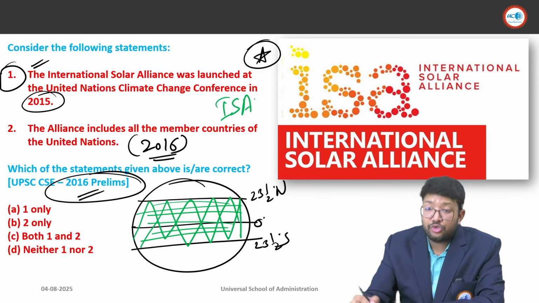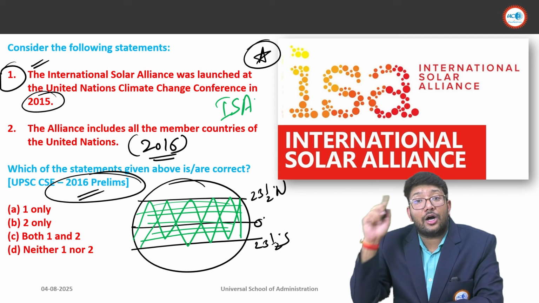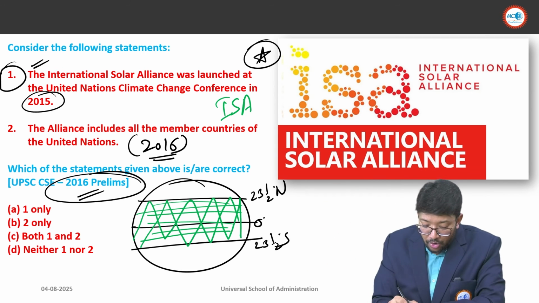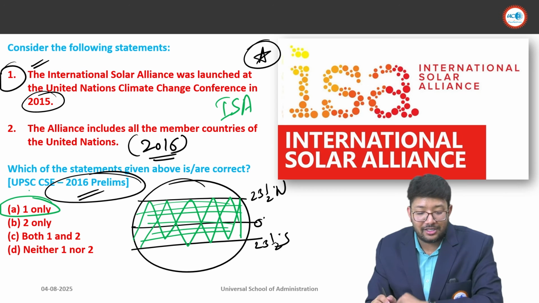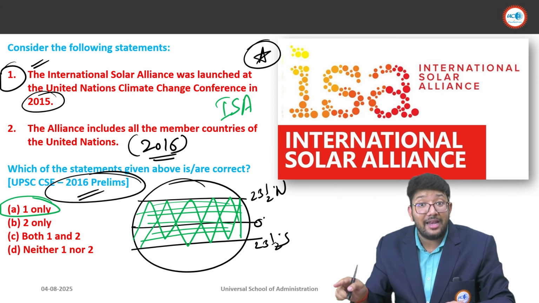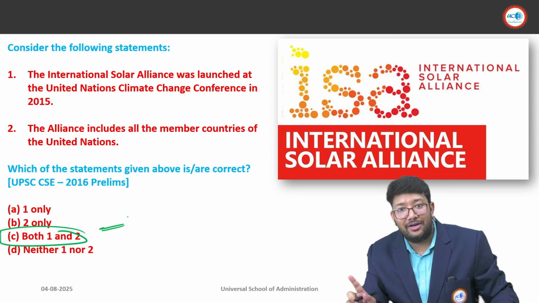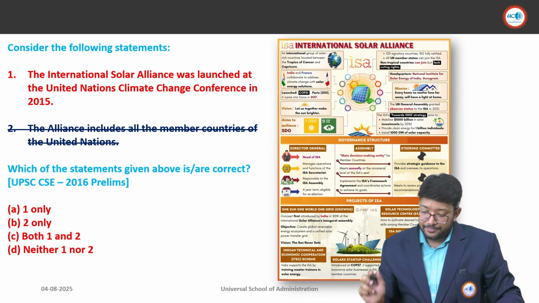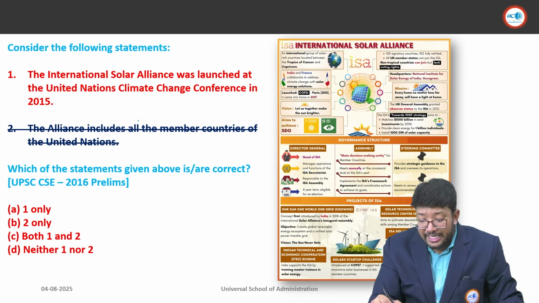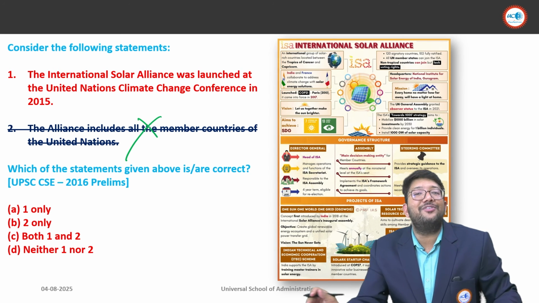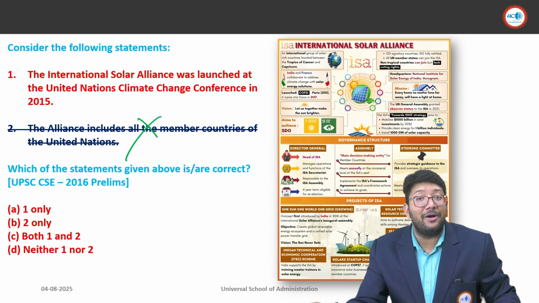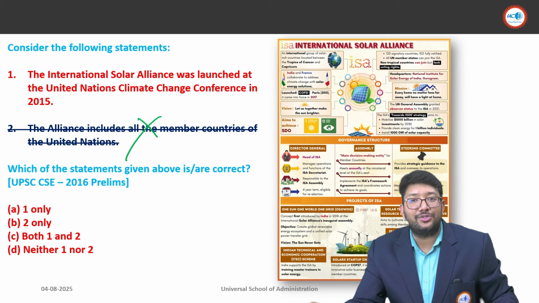Remember that. If we solve the question according to the 2016 era, only the first option will be the right answer. But if this question comes again, both 1 and 2 will be right. Understood? So in 2016 it was wrong, but in 2025 it is right, because we have opened the gates for all the members of the United Nations to join the International Solar Alliance.